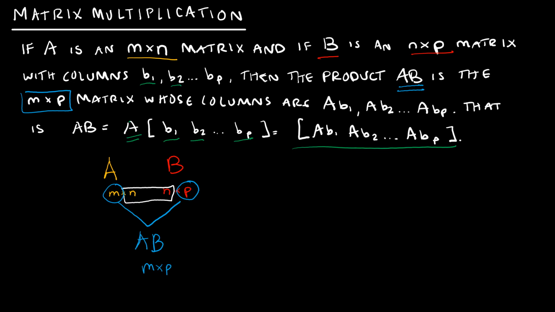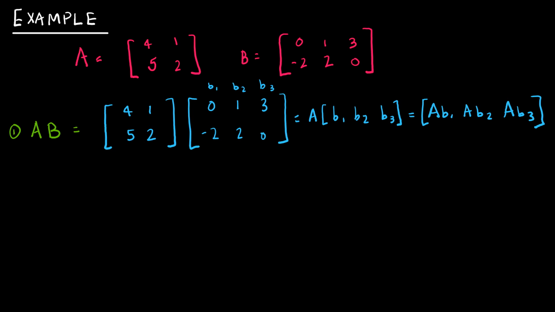So let's take a look at what this actually looks like. Let's take a look at an example together. I have matrix A, which is a 2 by 2 matrix, 2 rows, 2 columns. I have matrix B, which is a 2 by 3 matrix, 2 rows, 3 columns. So the first thing I should do is ask myself, can I, in fact, multiply these together? I would check that these two values are the same, and in fact they are, which tells me that my resulting AB matrix is going to be a 2 by 3 matrix.